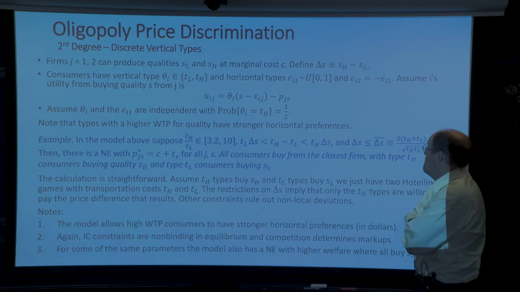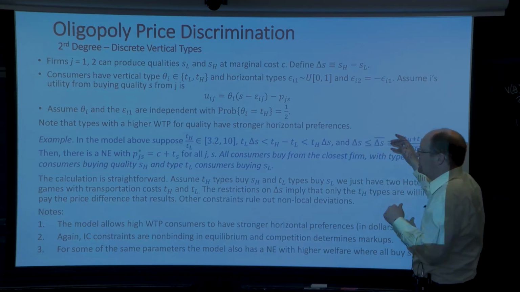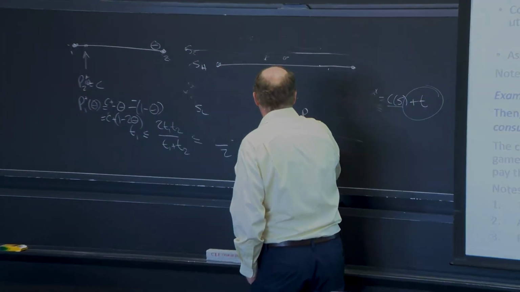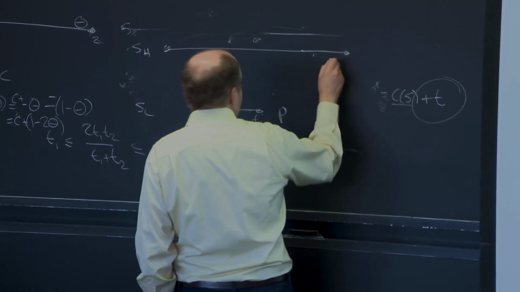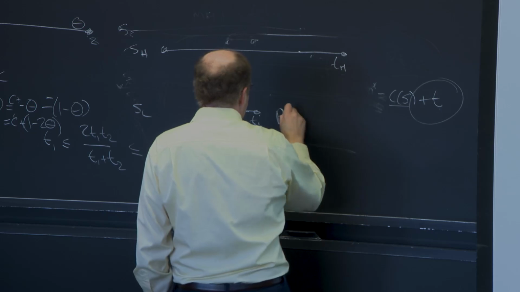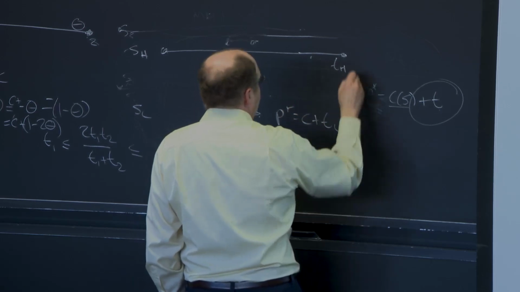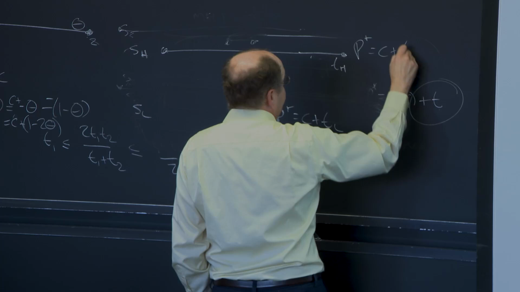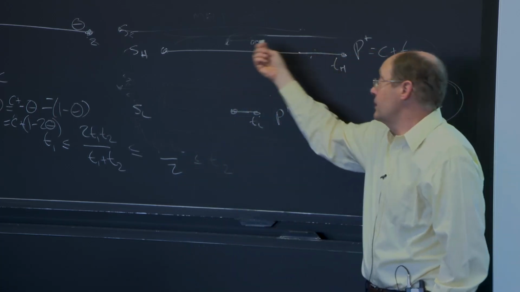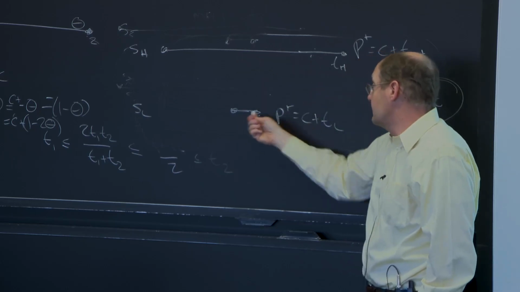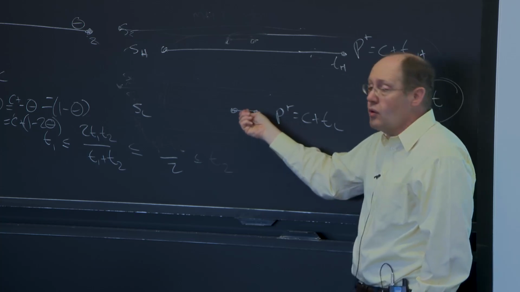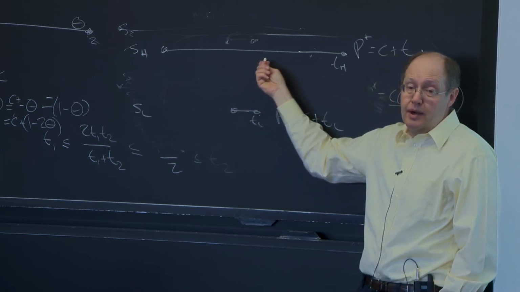So what happens here? Well, I've got conditions under which this is true, but under some set of conditions, if this is a line that has length TL, and this is a line that has length TH, you get P star equals C plus TL here, and P star equals C plus TH here. So on the big line, you price with the big amount of differentiation. On the little line, you price with the little amount of differentiation. And all the low types buy the low quality product, all the high types buy the high quality product.